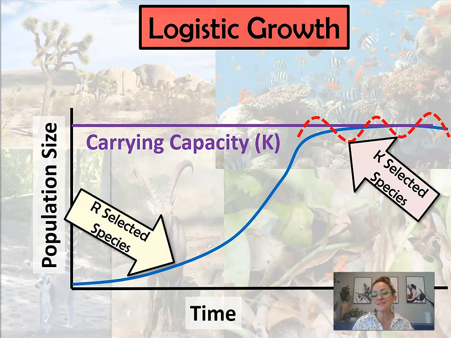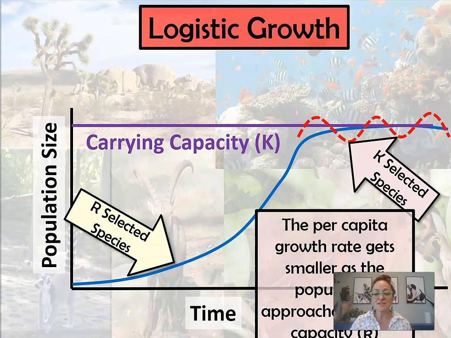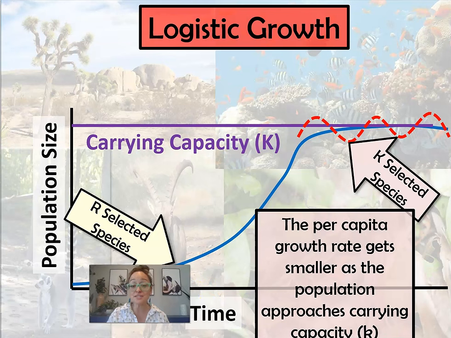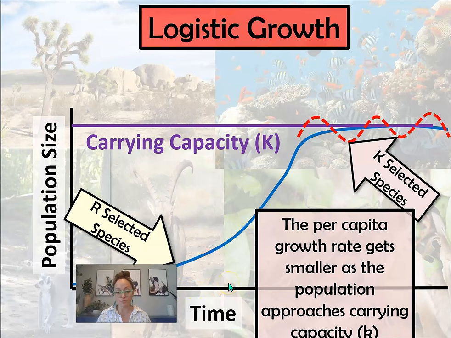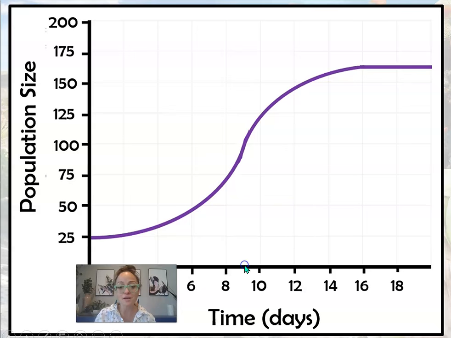Our K-selected species are going to be found living in populations that are pretty much always at or near carrying capacity. And then your R-selected species are going to grow so rapidly that it's like they're experiencing exponential growth, even if it's not forever. Okay. So when we talk about logistic growth, though, the per capita growth rate gets smaller as the population approaches carrying capacity. So let's go ahead and talk about how mathematically we can look at logistic growth.